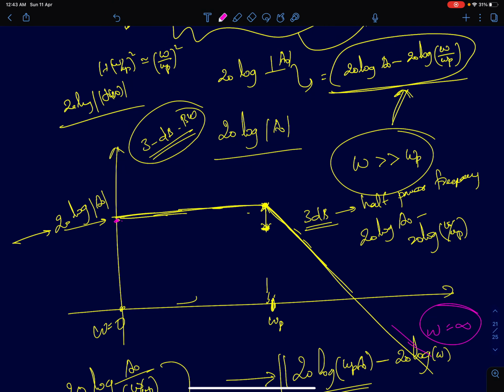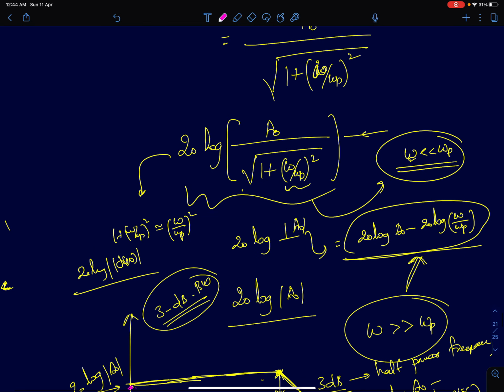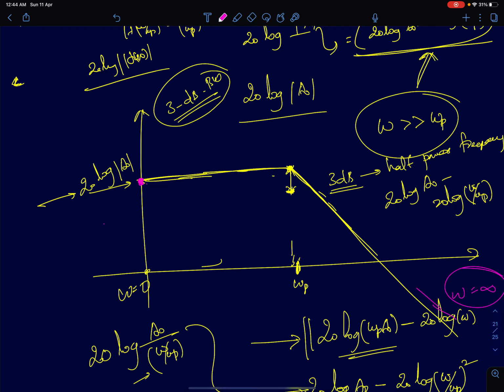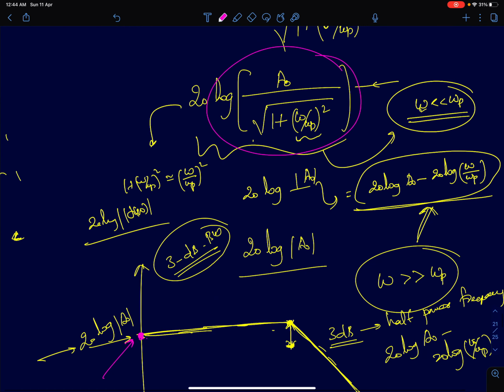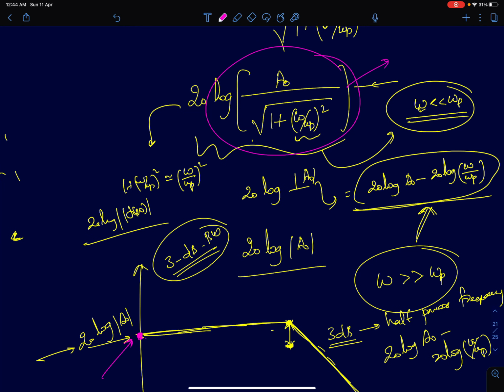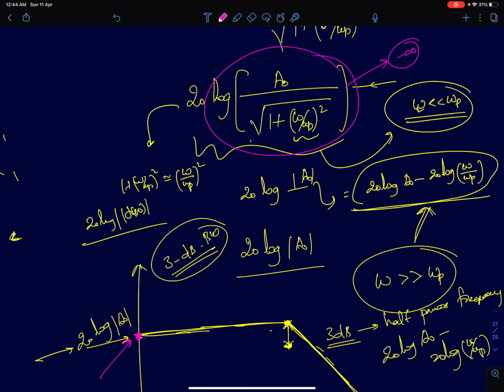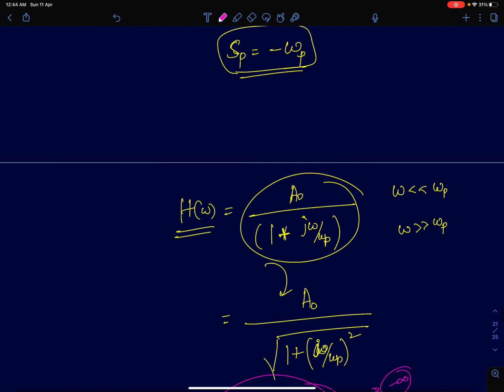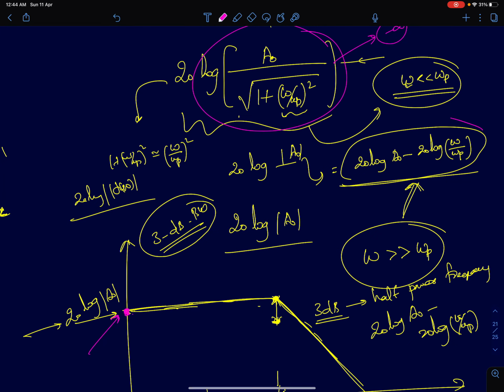To see that, we'll first try to calculate the value at DC. At omega equal to 0, if you calculate the value of this function, you're going to get 20 log A0. So both the values are going to match exactly at omega equal to 0. Similarly, at omega equal to infinity, this value is going to become 20 log of 1 by infinity, which will be minus infinity. And that is also predicted by this equation. If you substitute omega equal to infinity, you should get minus infinity as your answer.